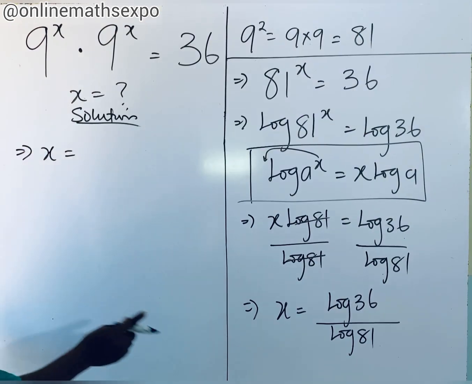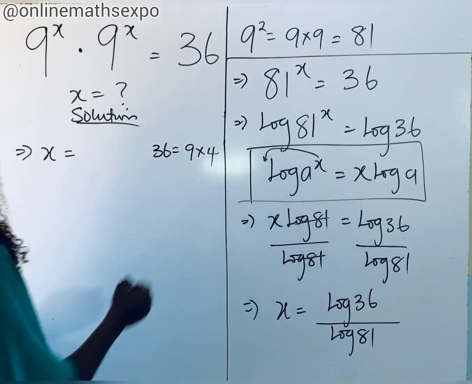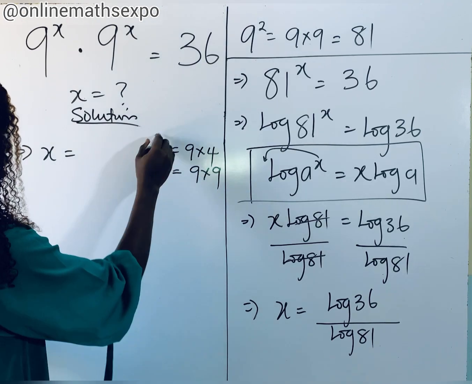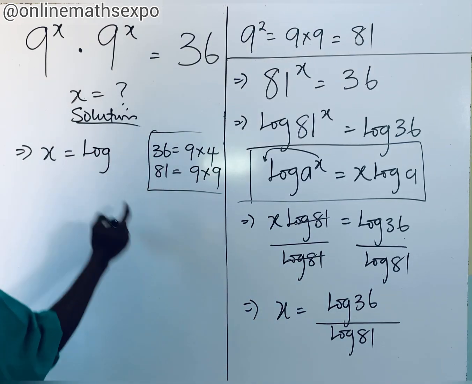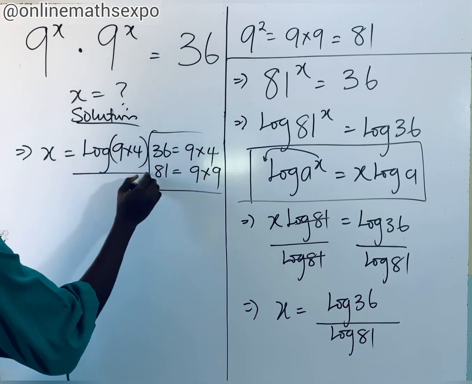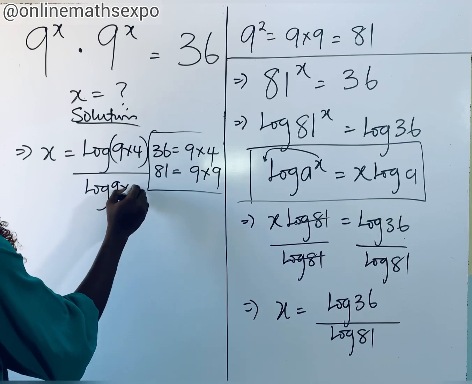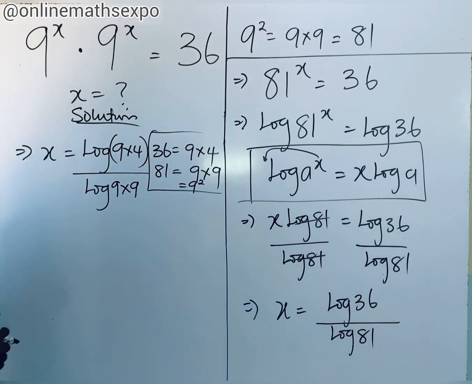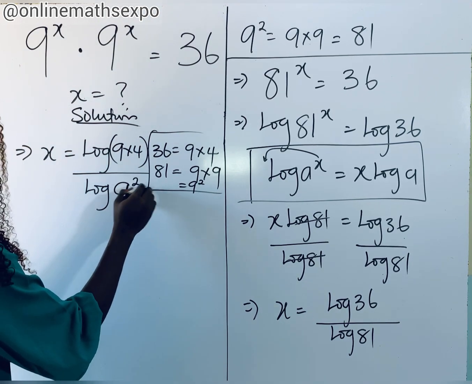To simplify this, see what we have. We know that 36 is the same as 9 multiplied by 4, and our 81, like we said, is 9 times 9. So applying this here, for 36 we have log of 9 multiplied by 4, divided by log of 81, which is 9 multiplied by 9. And you know that this is the same as 9 to the second power, so we can write this as log of 9 to the power of 2.